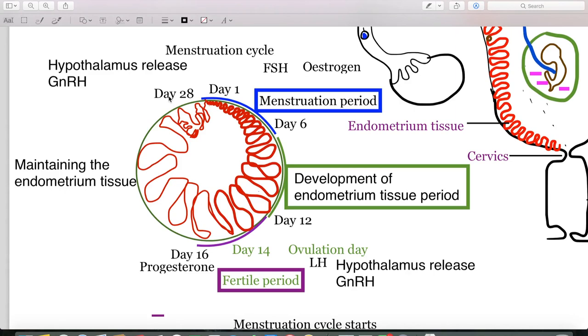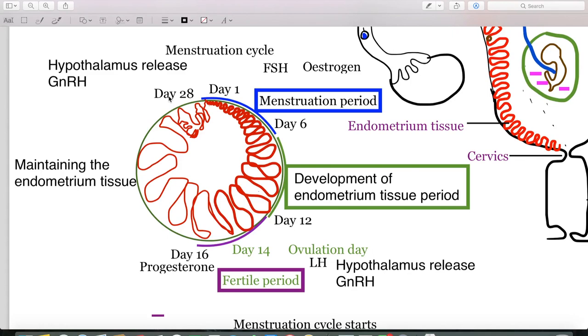Some will have a 30-day menstruation cycle. Some will have about 40 days. Some even more, some even less than 28 days. As long as the menstruation cycle goes through a proper regulation, it happens every 28 days, or every 30 or 31 days. Plus or minus 1 or 2 days is okay.